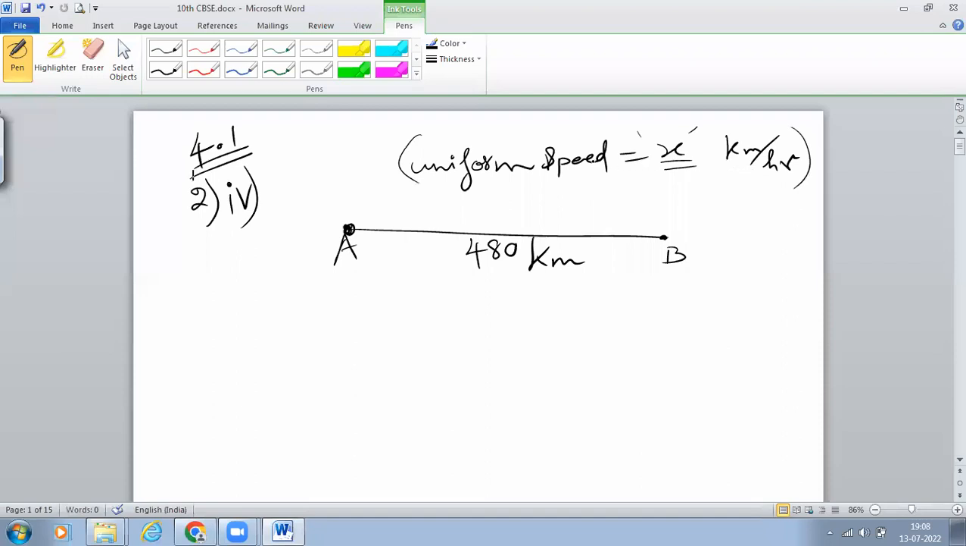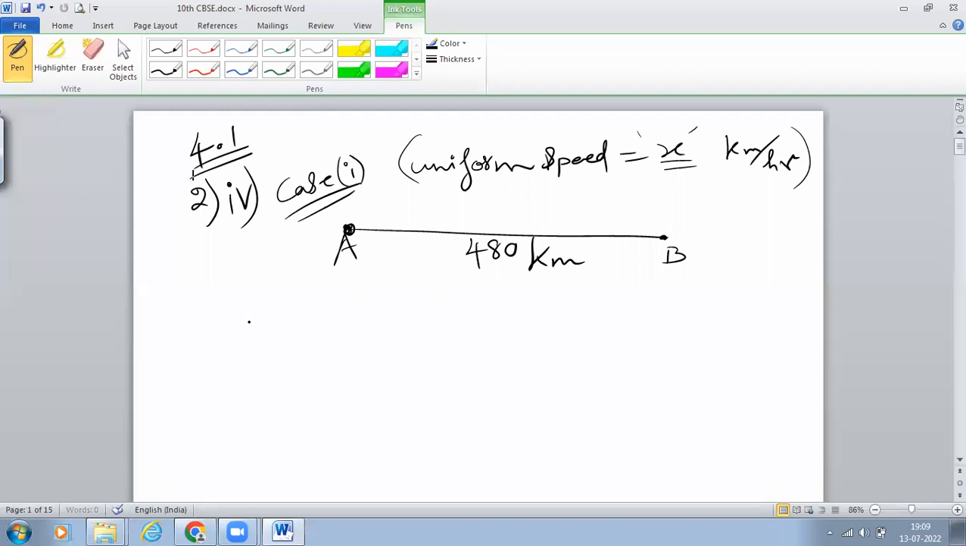Now listen, next sentence I'll read. If the speed had been 8 km per hour less, then it would have taken 3 hours more to cover the same distance. So this is case 1, the first case. In this first case, the uniform speed we are taking as x. And we have to find the time taken to travel 480 km.